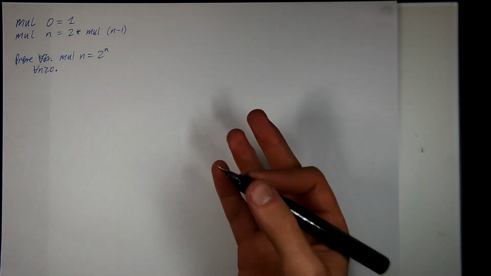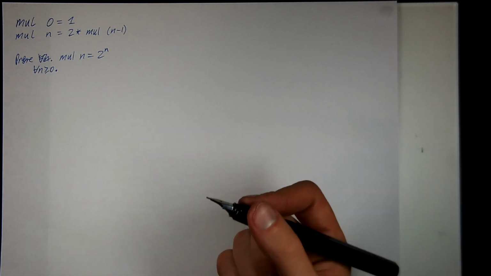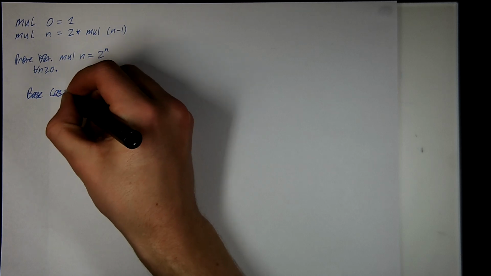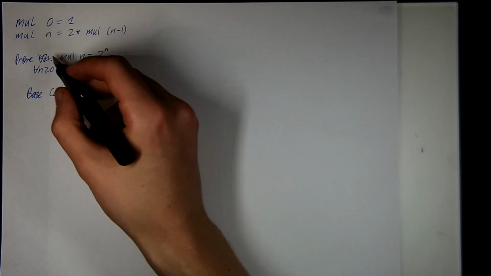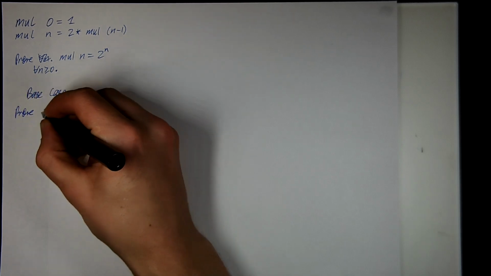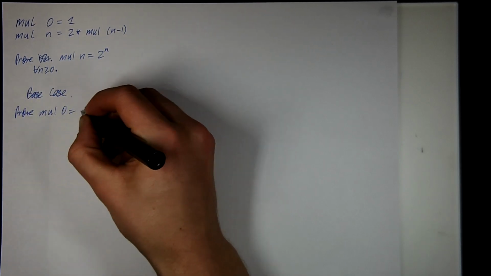Do it just like we did before. We have to prove the base case is true. We have to prove the step case is true. So the base case, I need to prove that this statement is true for n equals 0. So I need to prove mul of 0 is equal to 2 to the 0.